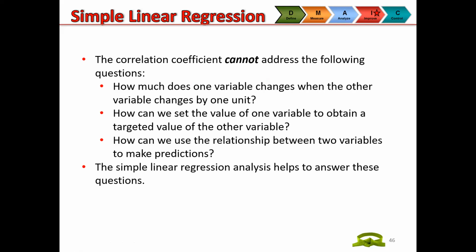How can we set the value of one variable to obtain a targeted value? If my process is stable, I can begin to predict: if I change this, this is going to happen. And how can we use the relationship between two variables to make predictions? So that's where linear regression helps us, as you saw, with the rise over run and that equation.